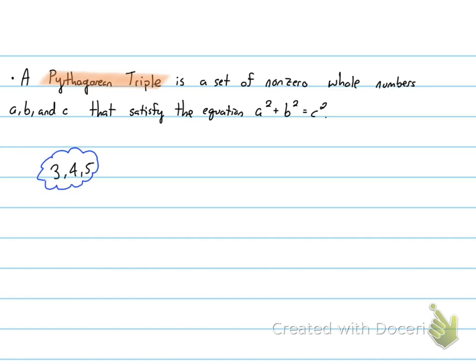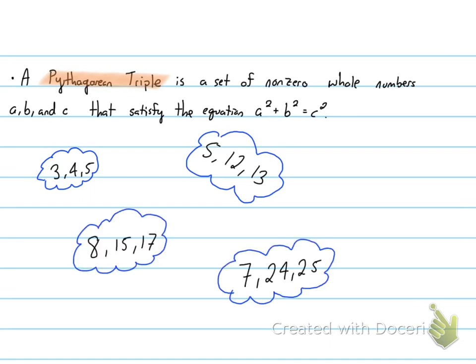The most common triple is probably going to be 3, 4, 5. Another big one is 5, 12, 13, then 8, 15, 17, and 7, 24, 25. Again, just write these in your notes for now. Note that these are Pythagorean triples. We'll talk about these in class.